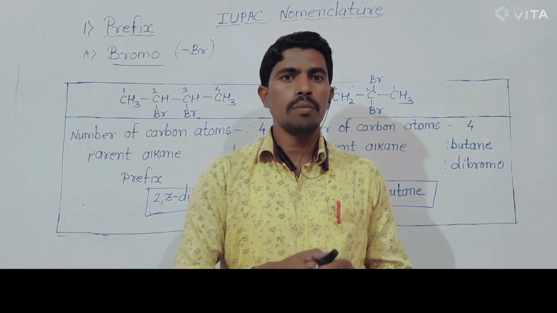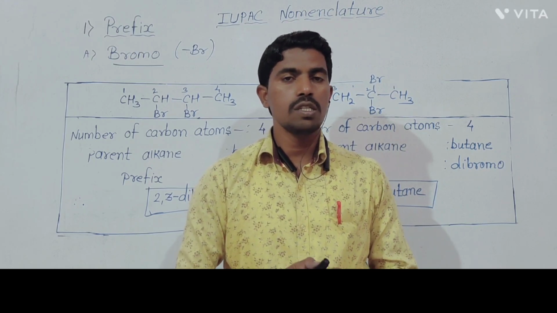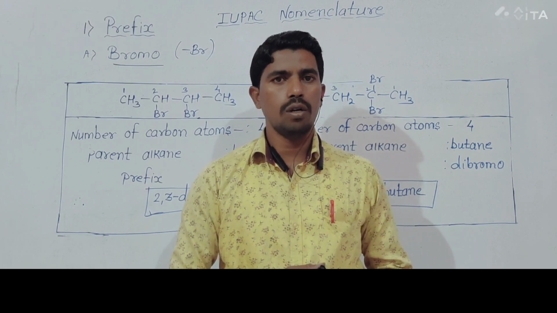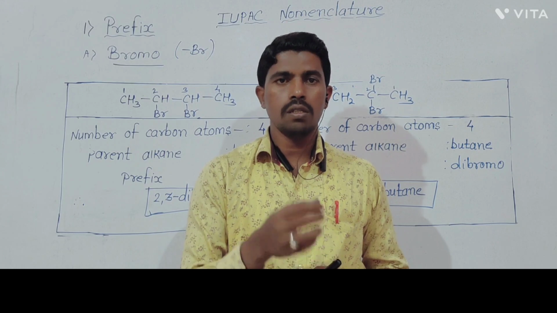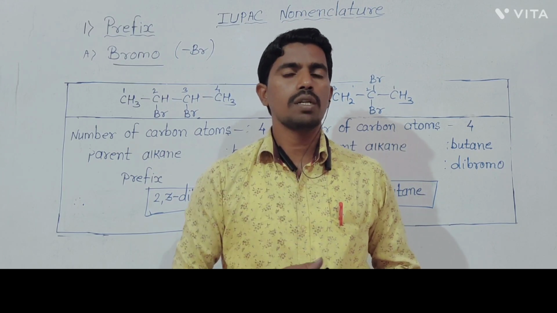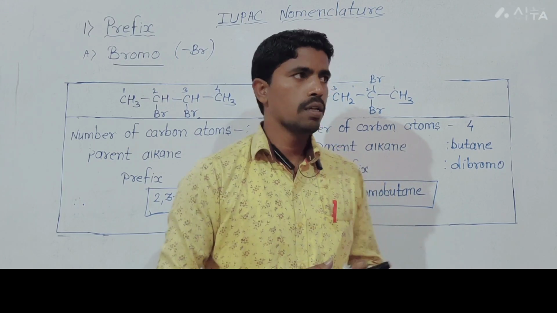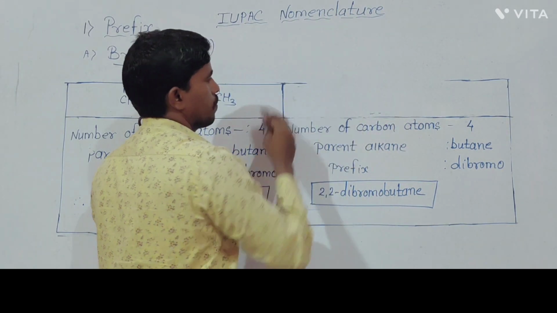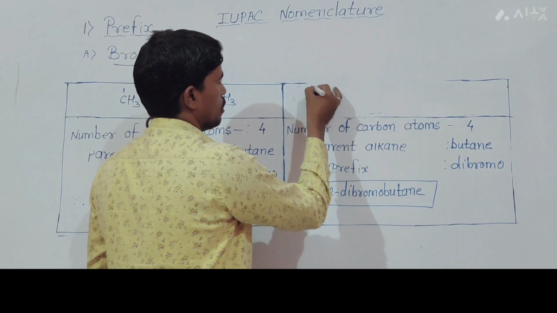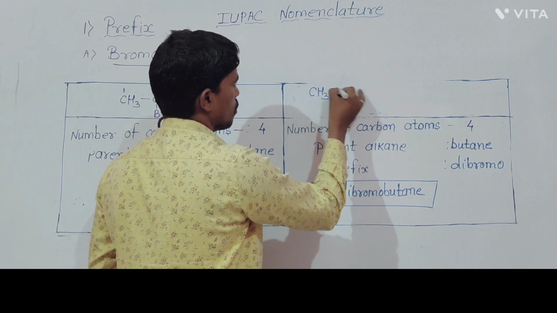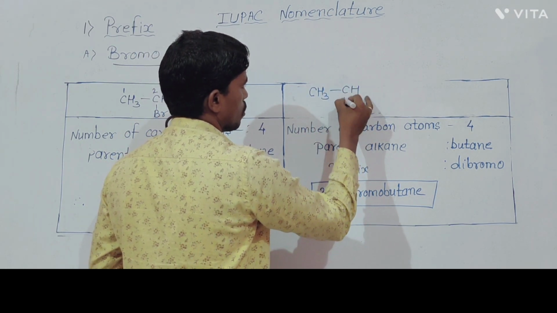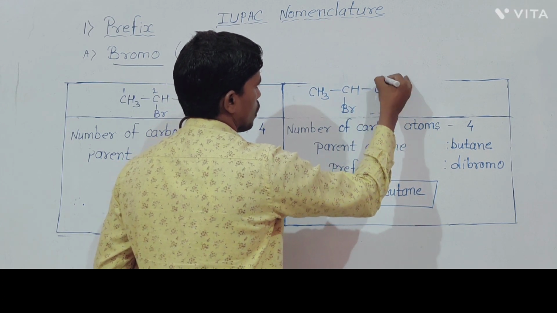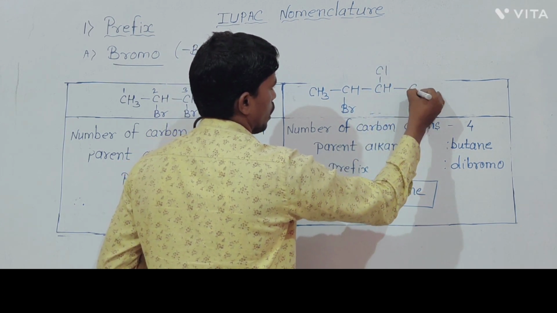After this, we will see if two different substituents are attached to the straight chain, then start the numbering from the terminal carbon atom which is closest to the substituent which comes first in alphabetical order. Start the numbering from the terminal carbon atom. Okay, so we will see an example. Here, this is the example: CH3, CH, Br, CH, Cl, CH3.